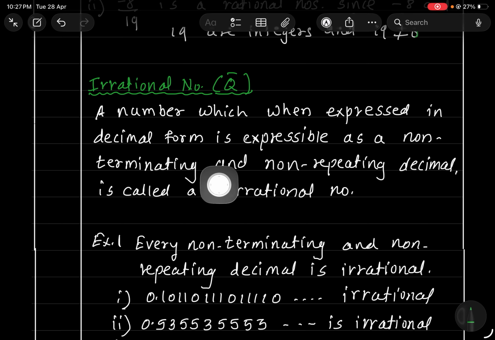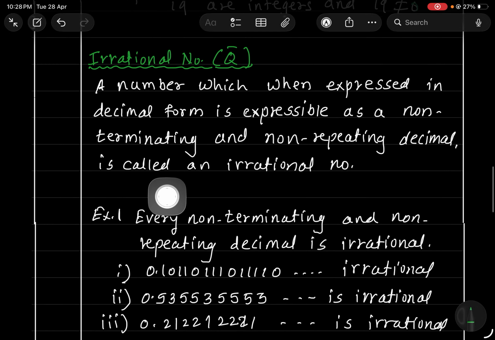Non-terminating means what? When we divide a number of the form p upon q, there is a continuous remainder in the division. The remainder keeps coming and it is not coming 0. If it comes 0, then the division will stop and your answer will be a terminating answer. Now, a non-repeating decimal is called an irrational number.